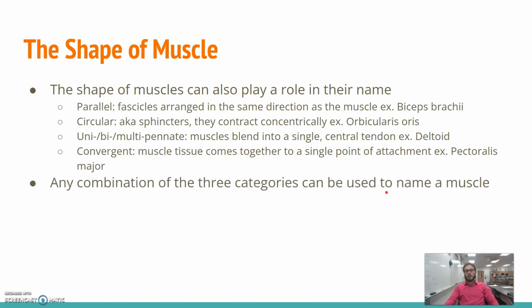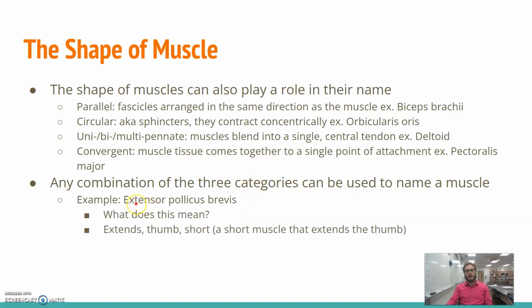Any combination of the shape, the location, or the function can be used to name a muscle. So for example, if you want to kind of quiz yourself here, you can pause the video and think about what the Extensor Pollicis brevis does. But just based on its name, we can see here extensor is going to mean it's extend, so that refers to its function.